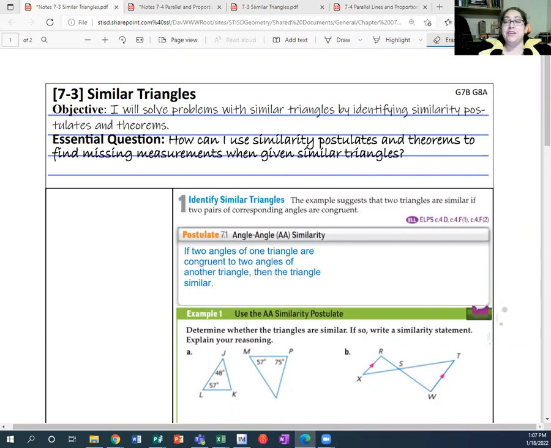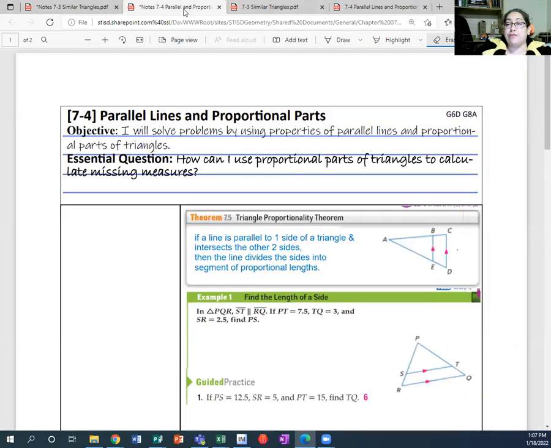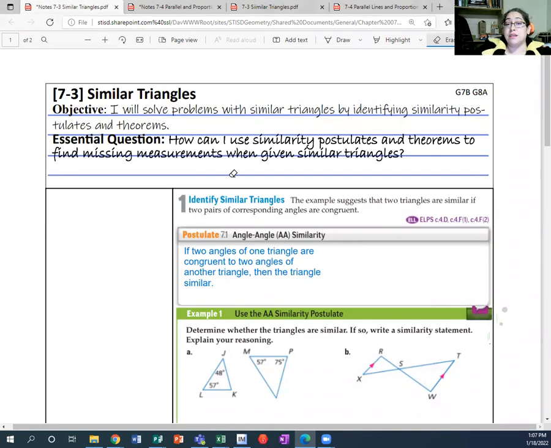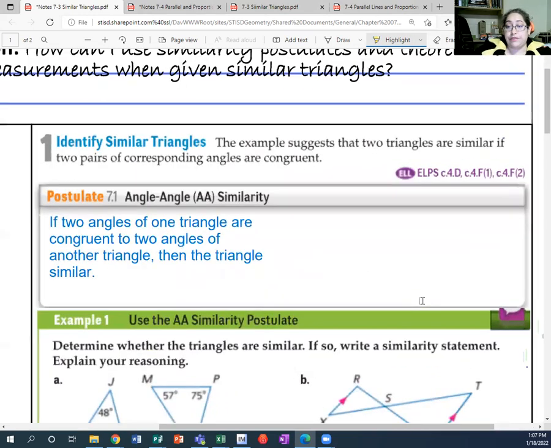So we're doing two sections today: 7-3 similar triangles and 7-4 parallel lines and proportional parts. Let's kick it off with similar triangles. We are solving problems with similar triangles, and we're going to do that by identifying those similarity postulates and theorems. We will be using proportionality from the previous section.